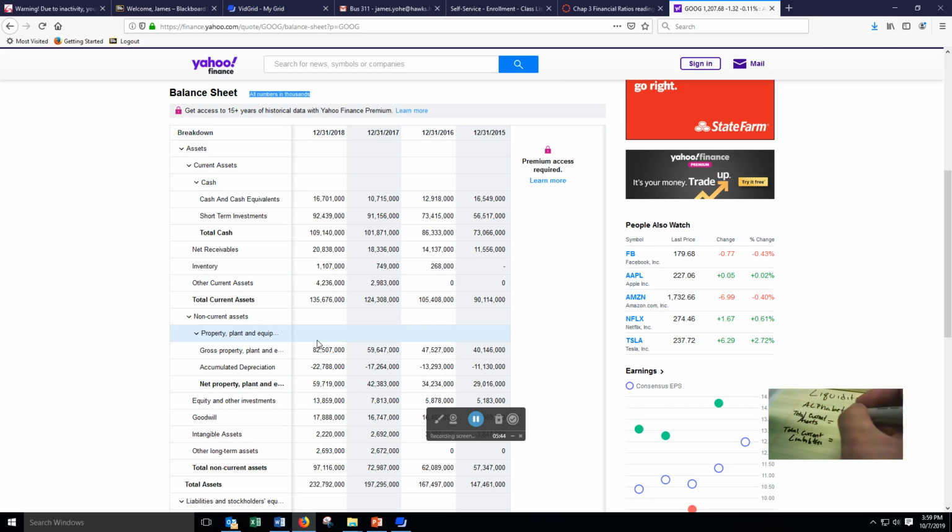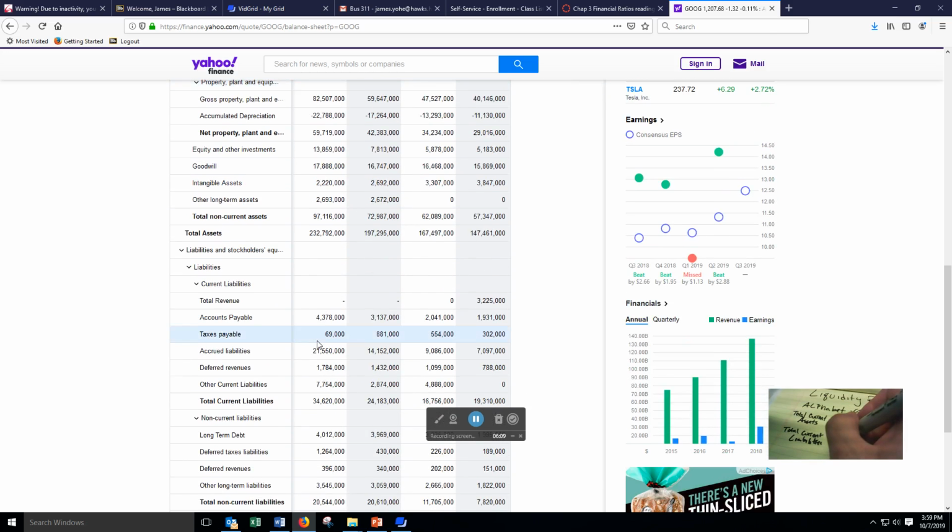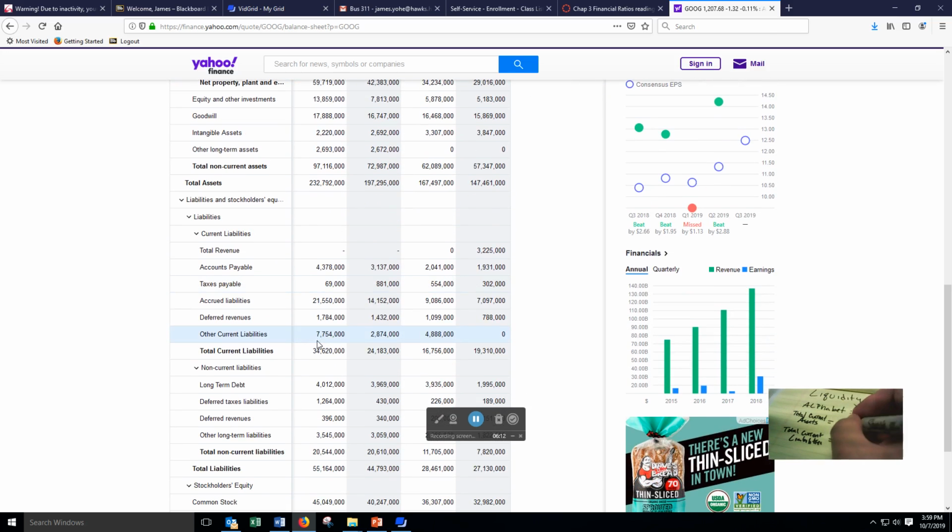I'm just going to write the numbers down so we don't have to keep going back to this balance sheet to get them. Total current assets, we've got 135 billion, 676 million. Okay, we're going to cross those off. We're not going to use them. And then we're looking for total current liabilities. You can see those listed here, and that's going to be 34 billion, 620 million. We're going to cross those off.